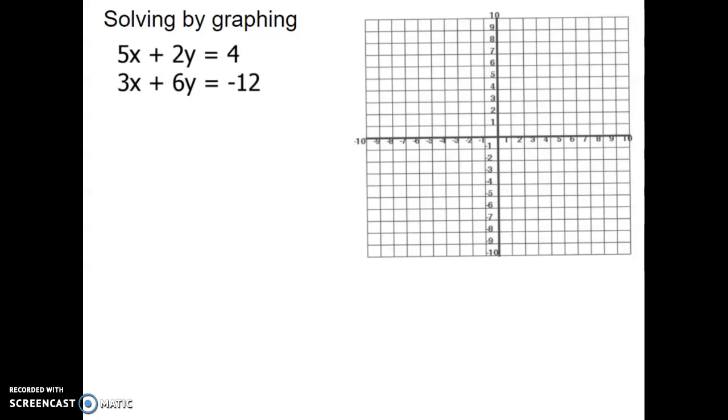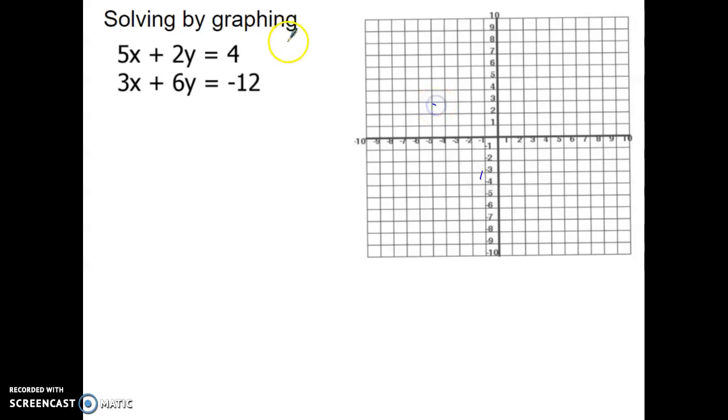Okay, so let's start with graphing first. If we're going to solve by graphing, what we're trying to find is where these 2 lines cross. So, of course, we've got to actually graph the lines. Now, you'll notice neither one of these are in slope-intercept form like we graphed from last week. So I need to get both of these in slope-intercept form.